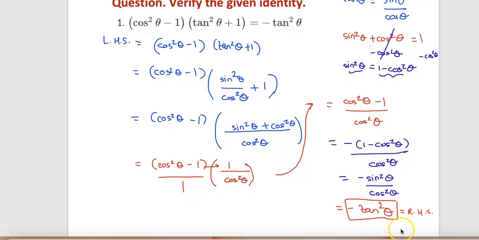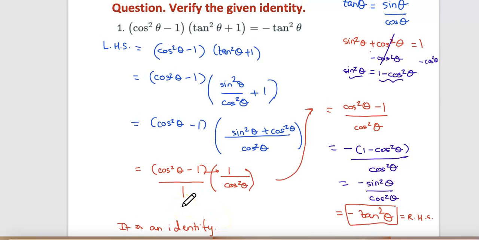So I can write over here, yes, it has been verified that it is an identity. It is an identity because I was able to prove my left hand side is equal to what? Right hand side. That's my identity. So this is how we solve the questions which require us to verify the given identities.